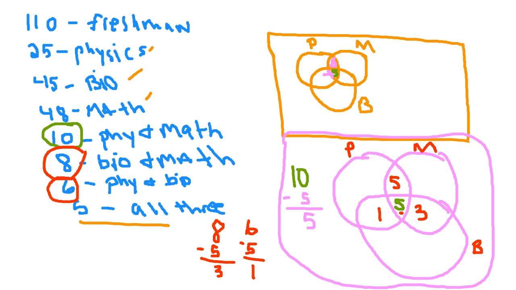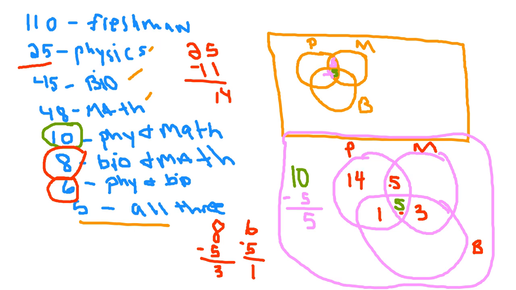Okay. So now if we look at just physics, they tell us we have 25. But we already have 5, 5, and 1, so that's 11. So we're going to take the 25 and subtract the 11 students that are already sitting in those intersections, and we end up with 14.